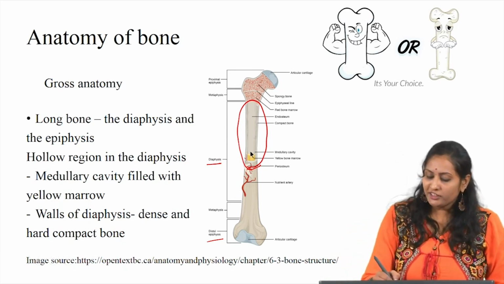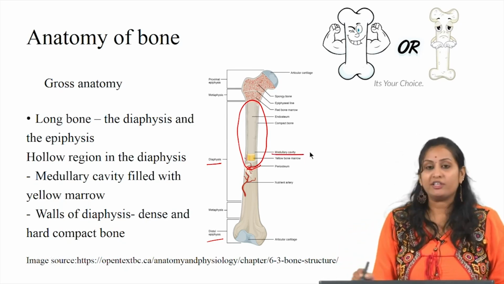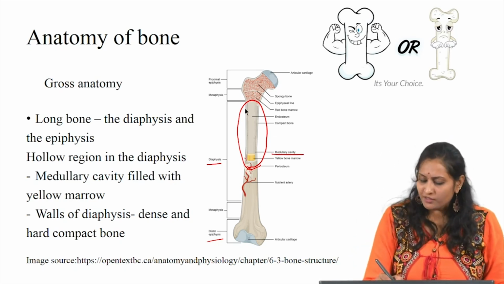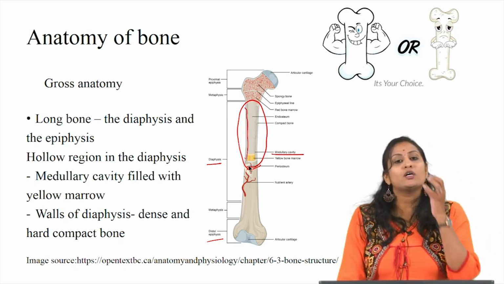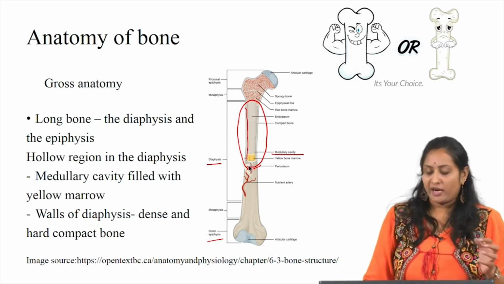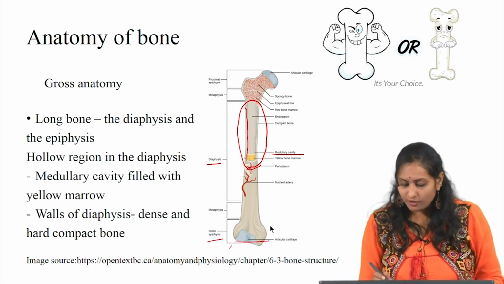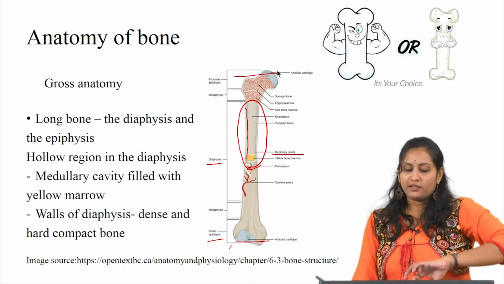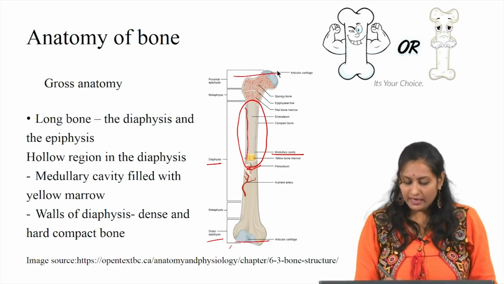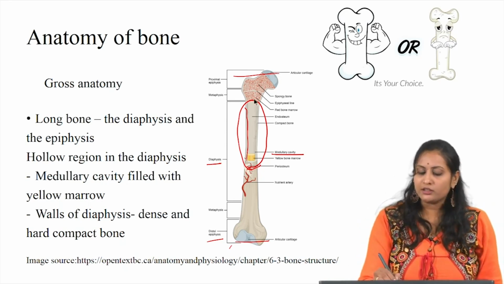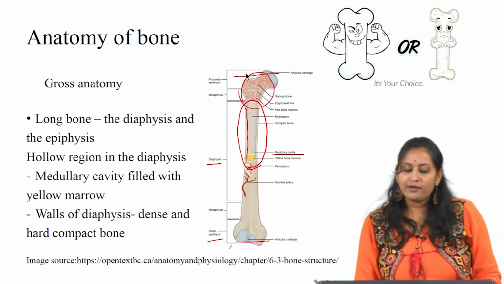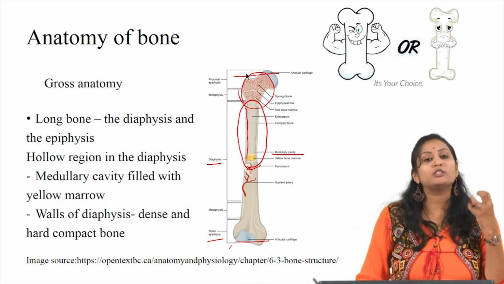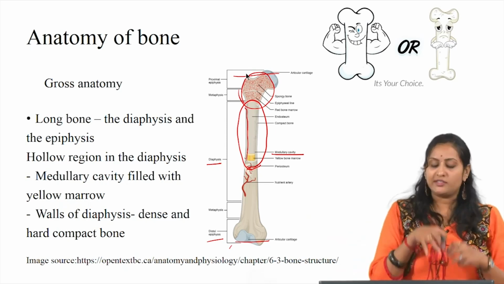And the hollow region in the diaphysis is called the medullary cavity, which is filled with yellow bone marrow. And the walls of the diaphysis are made up of hard and dense compact bone. At the wider sections on each side of the bone is the epiphysis. It is filled with spongy spaces, and red marrow fills these spaces.